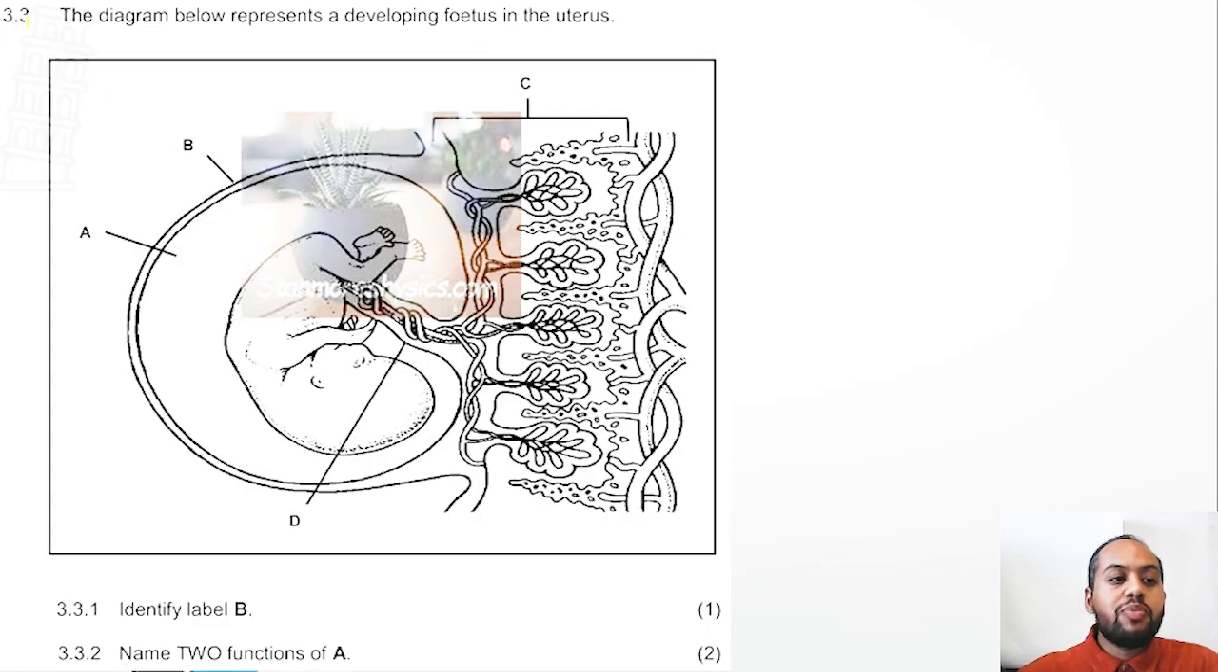The next question, 3.3, says the diagram below represents a developing fetus in the uterus. So we have our developing fetus, we have part D, part A, part B, and part C. 3.3.1 says identify label B for 1 mark. So we're only identifying label B. What is this referring to? It's referring to the chorion.